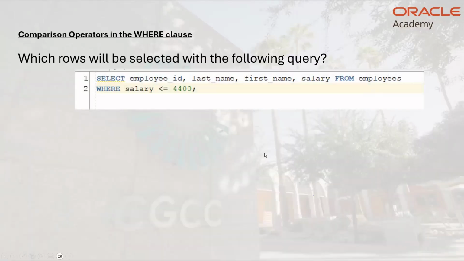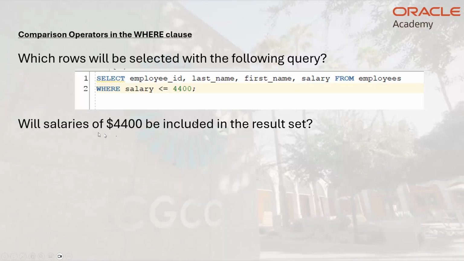All right, so if we ran this query, which rows will be selected? Where class will be selected first? Well, no, what will be the result table? You can just describe it or explain it. Salary. It brings all the employees' records whose salary is less than or equal to 4400. That is correct.